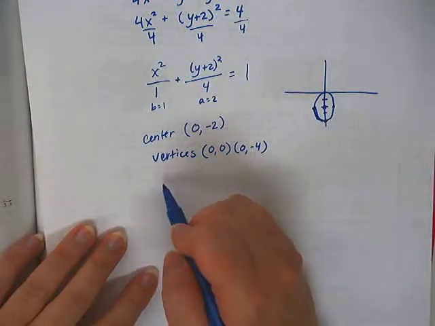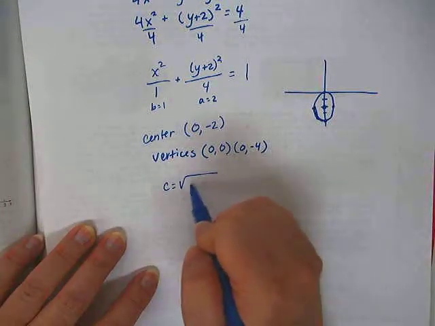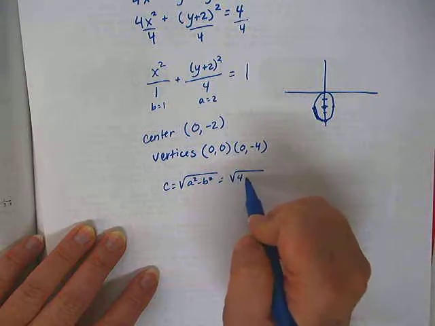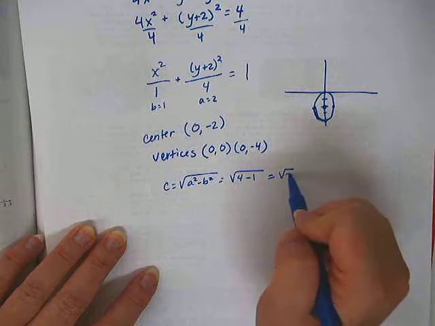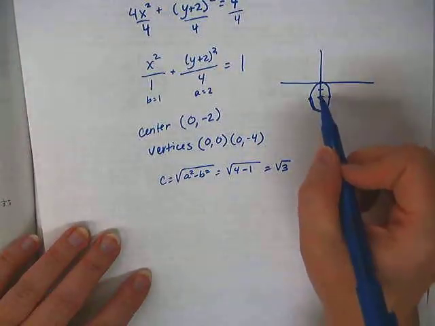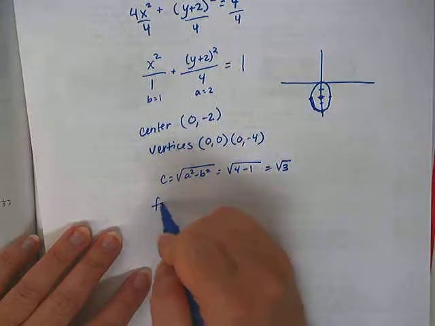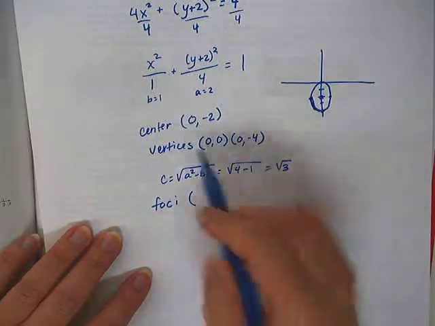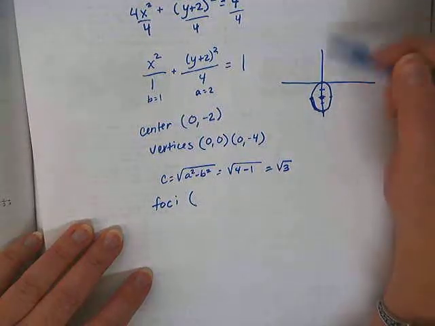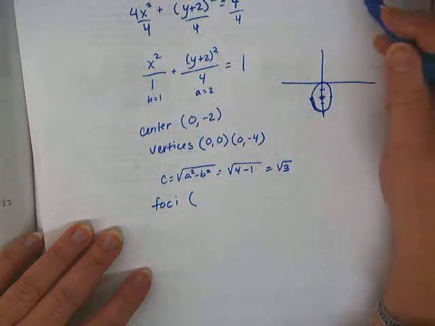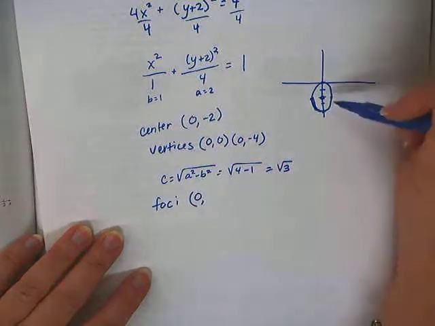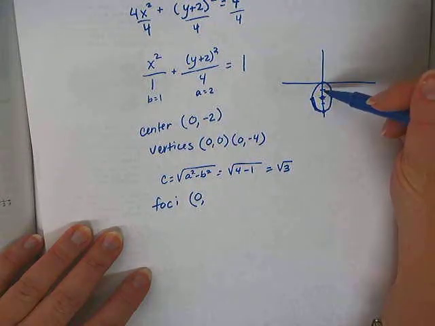Okay, the last thing we need to find is the foci. So remember that c is equal to the square root of a squared minus b squared, so in this case 4 minus 1. So c is a square root of 3 distance from the center. So in order to list what the foci are, we take the center, which of course the axis of symmetry here is 0, right? So this first number is always going to be 0.